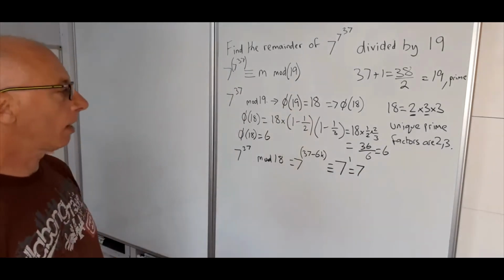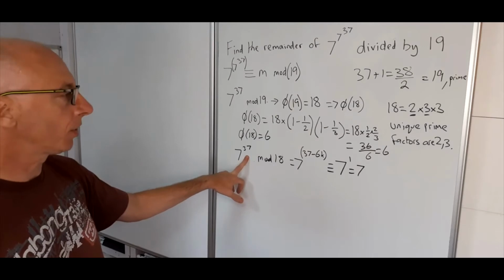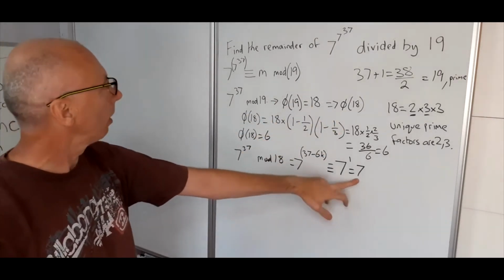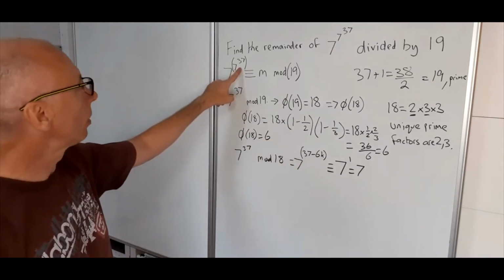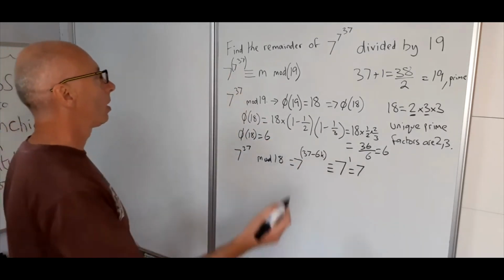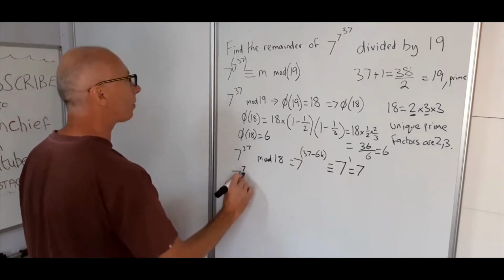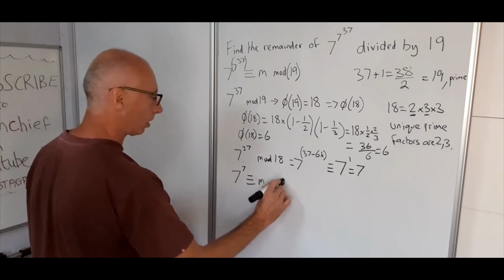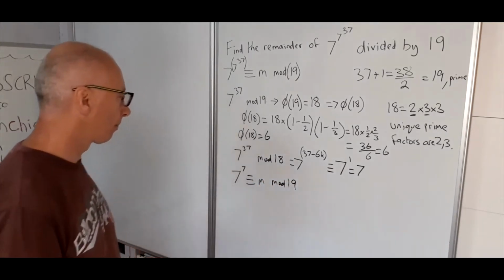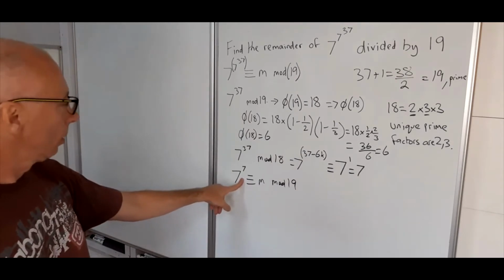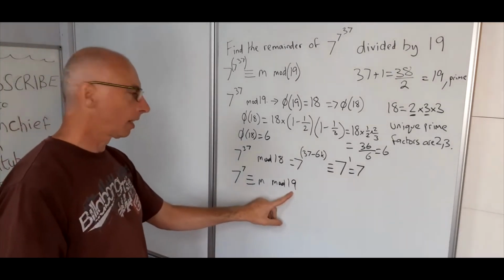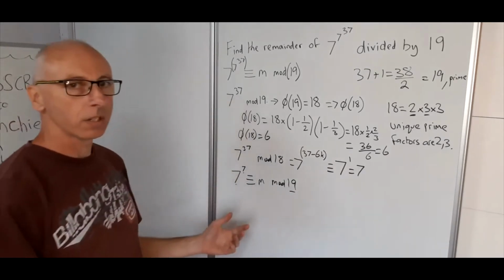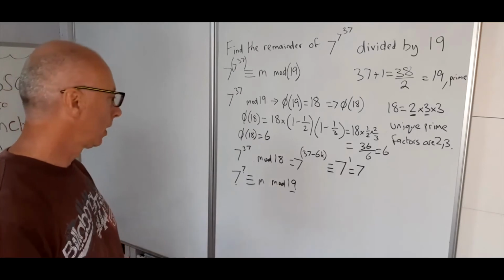Okay, right, that's really helpful. We've now reduced this 7 to the power of 37. Because we've gone through this Euler's totient function, this is valid now, just to substitute 7 to the 37 for the number 7. So now what we can say is 7 to the power of 7 is congruent with a number m modulo 19. Okay, right, 7 to the power of 7 modulo 19. Now we're in a good position because 19 and 7 are coprime with each other.